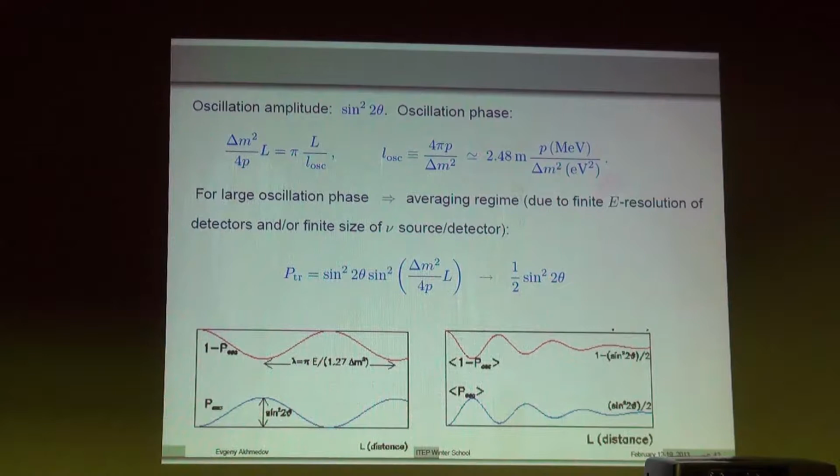And this happens when the oscillation phase is large. This will also happen if you take into account that the neutrino source and neutrino detector have finite length. They are not point-like. So, again, at very long distances, this will lead to the averaging out of neutrino oscillations. By the way, here on this picture, you can see the meaning of the parameters in that formula. Sine squared 2 theta is the amplitude of oscillation, so this is the distance between zero and maximum probability of neutrino transition. And the oscillation length is just the distance in space between two nearby maxima or minima of the oscillation curve. This is the oscillation length. For example, if you start from zero and want to have maximum transition, you need to put your detector at half of the oscillation length.